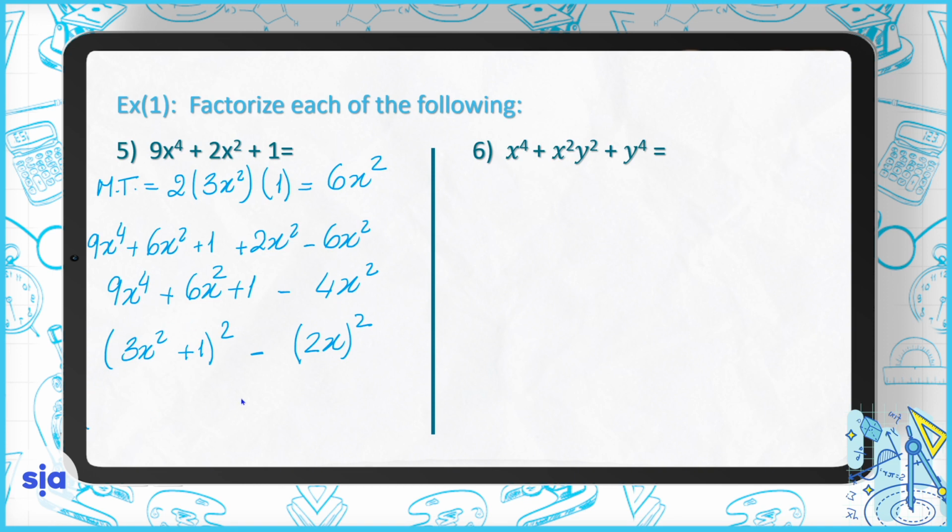After that, we're going to factorize: (3x squared plus 1 plus 2x) and (3x squared plus 1 minus 2x).